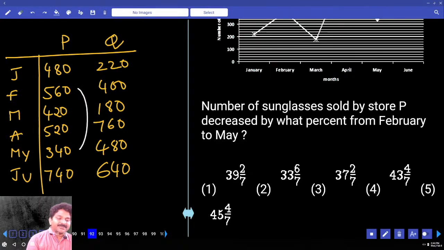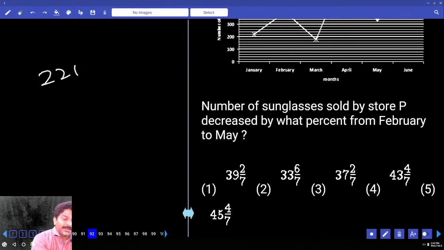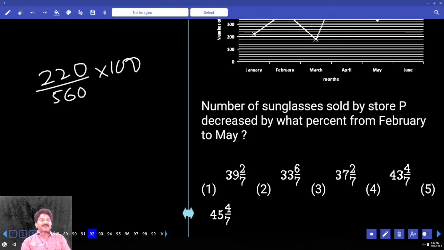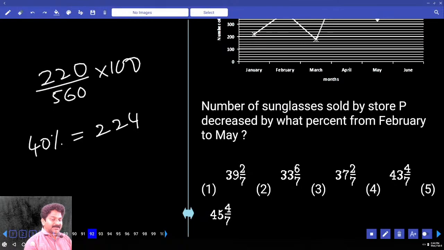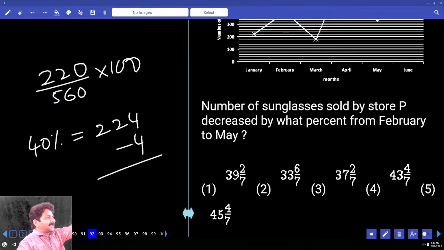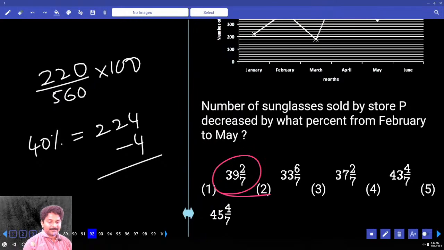Number of sunglasses sold by store P decreased by what percent from February to May? February to May. 560 becomes 340. Decreased by 220. 220 decreased from 560. What is 10% of the denominator? Double. Again double. 224 is equal to 40%. And our numerator is 4 less than this number. That means not even 1% of the denominator we need to subtract. That means answer is close to 40 but very close to that number. Look at your options. Close to 40 but less than 40, there is only one.